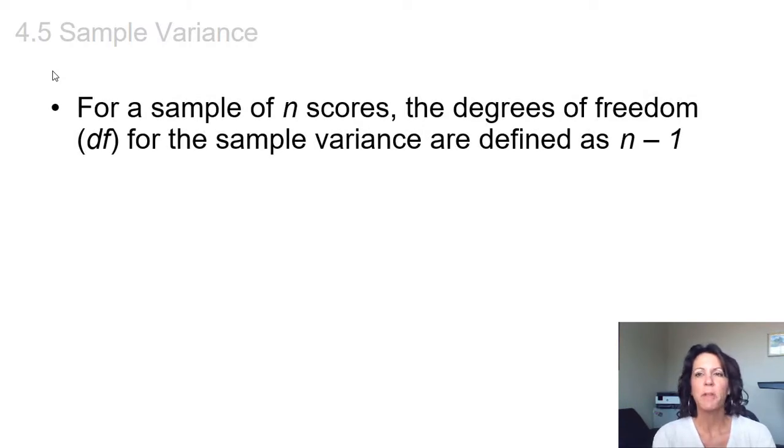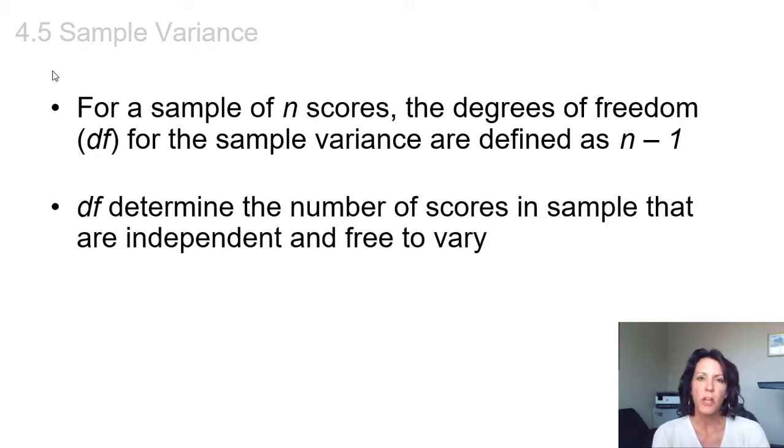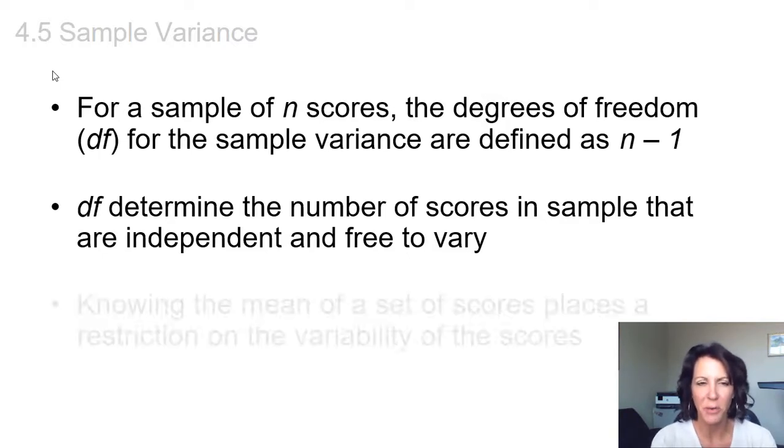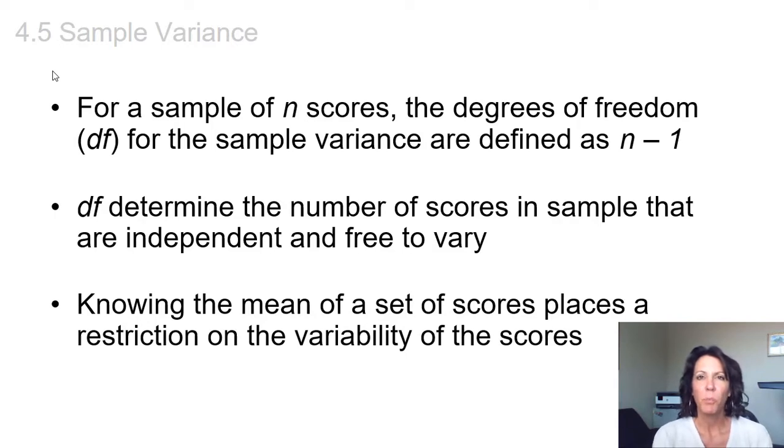So for any sample of n scores, that could be 5 scores, 10 scores, 15 scores, the degrees of freedom, or the DF, for the sample variance, the denominator in the variance formula, is defined as n minus 1. I just said that in the last slide, but n minus 1 is our denominator, and it's called degrees of freedom. So degrees of freedom determine the number of scores in a sample that are independent and free to vary. So what does that mean? Well, part of this is knowing the mean of a set of scores places a restriction on the variability of the scores. So let's look at an example.